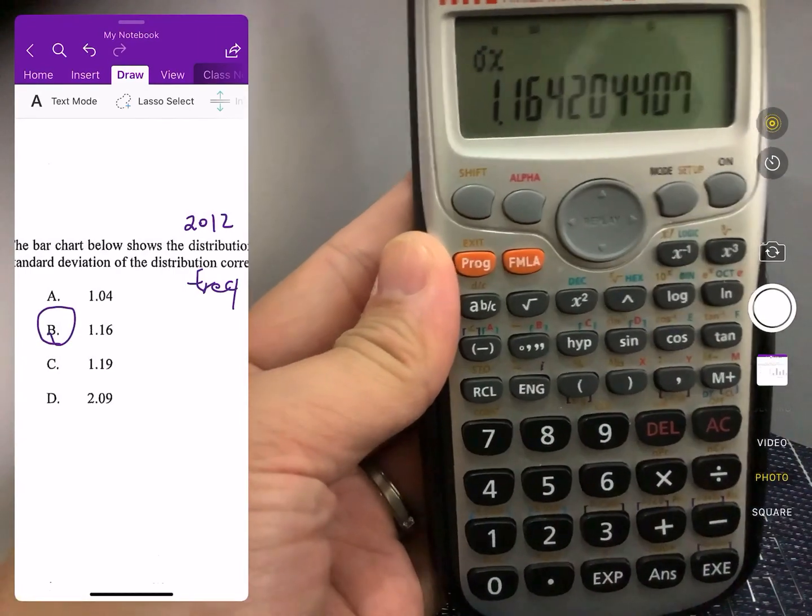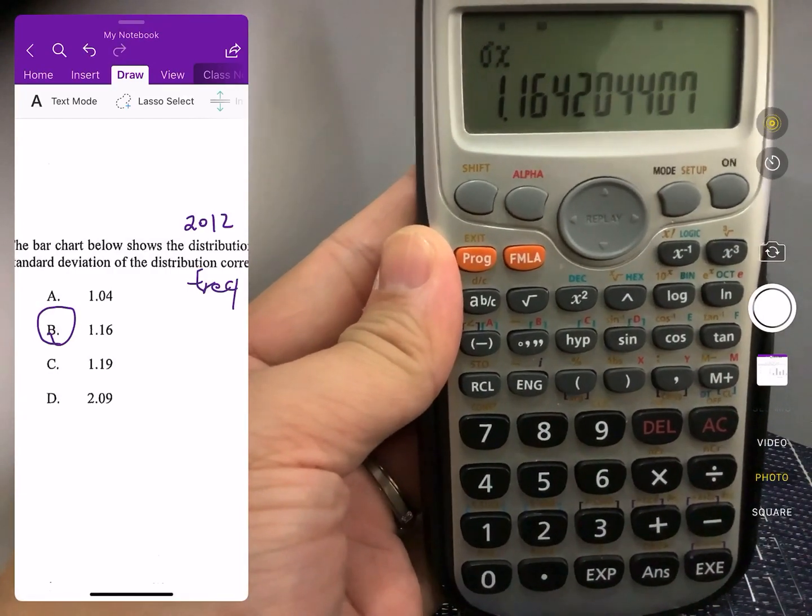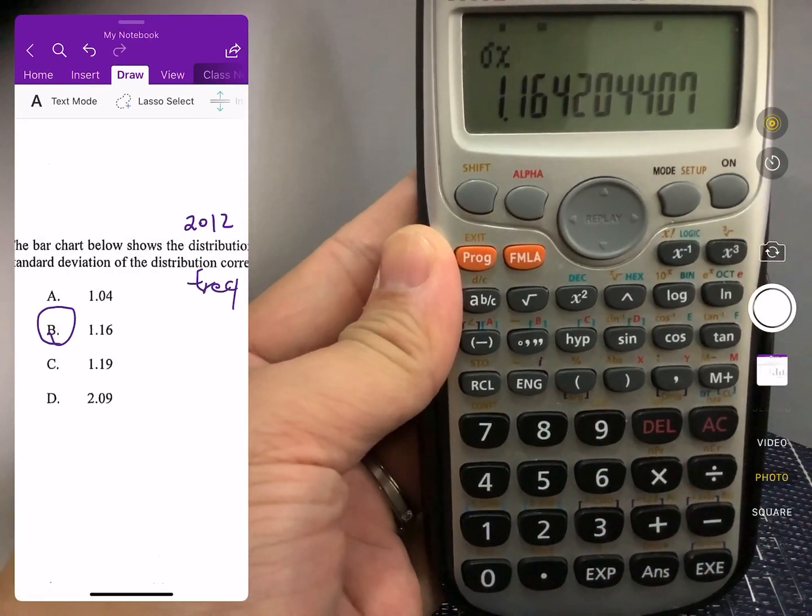So I hope you understand how to use the calculator to do the statistics in these questions, okay? So I hope you can learn something.